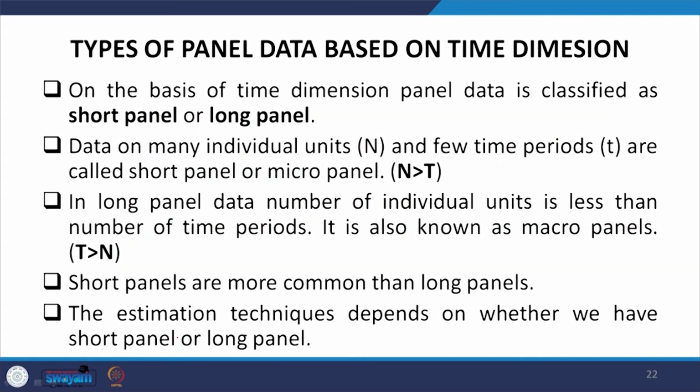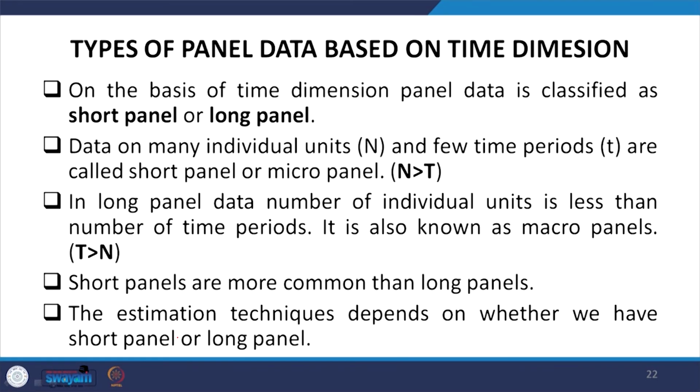Now, the types of panel data based on the time dimension are important. We have already mentioned micro and macro panels. Now, based on the observations and the time, another clarification is short panel and long panel. Based on the time dimension, panel data is classified as short or long. When the number of individual units, that is N, is greater than the time period T, that is called a short panel.